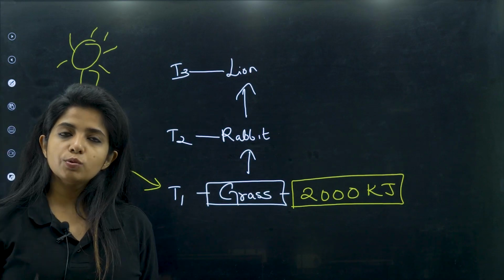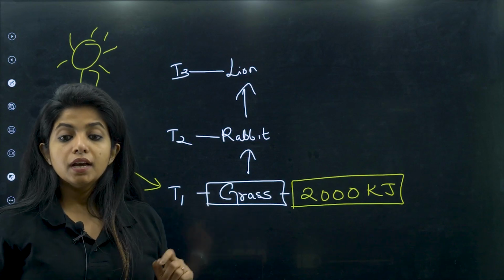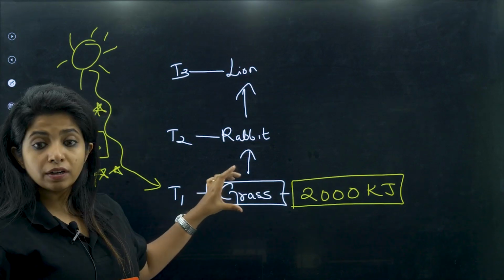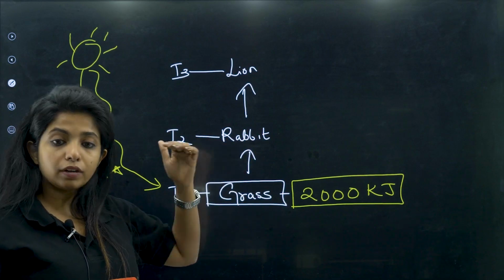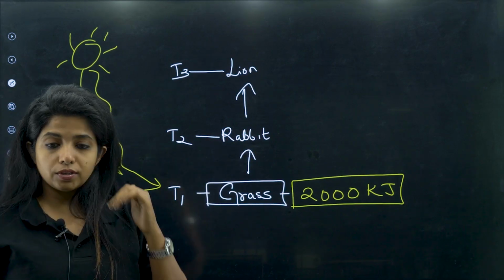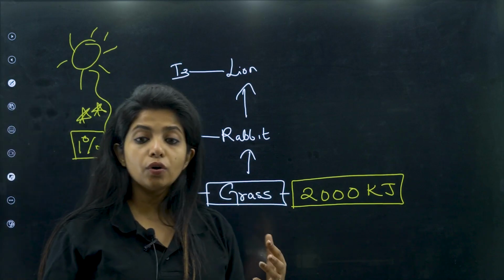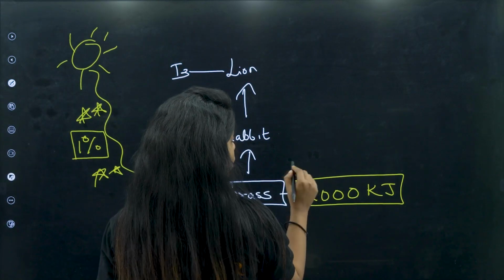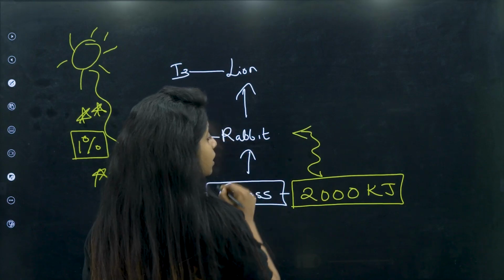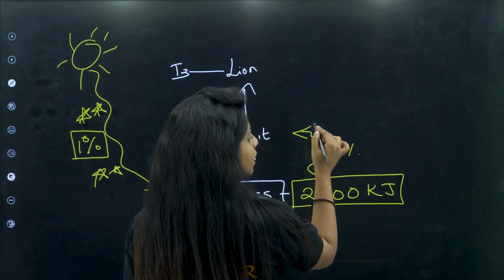Now if the question comes, what is the percentage of energy that is transferred from the sun to the producers? It is 1%. Now if the question comes, what is the percentage of energy transferred from the producers to the second trophic level organisms? How do you answer that? According to the 10% law, only 10% of the energy is going to the next trophic level.